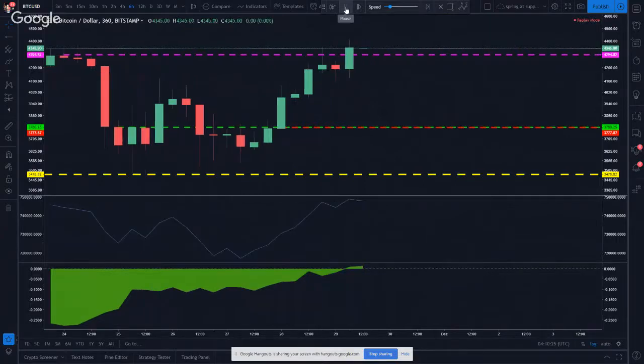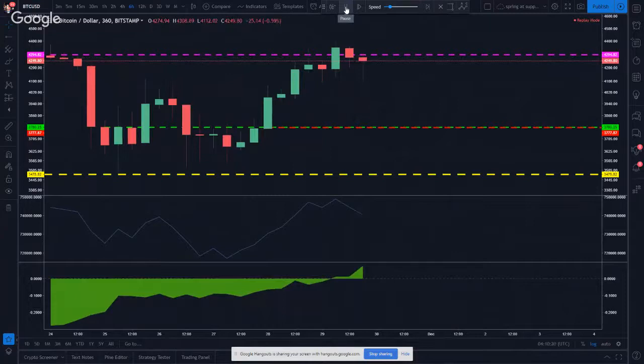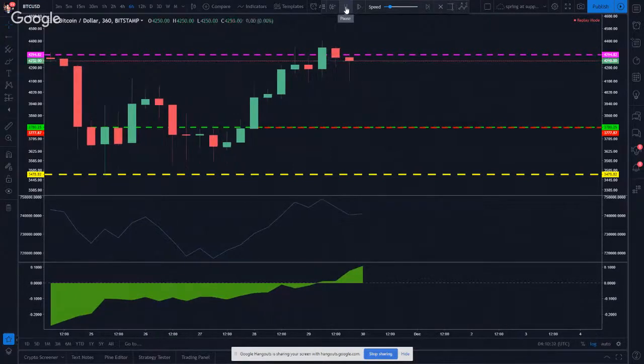Let's take a look at how this played out. It ended up going above again, but again, with price action trading and with all trading, you don't want to beat yourself up for missed profit at all.